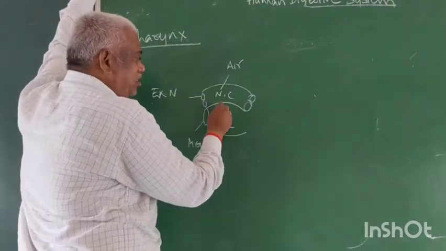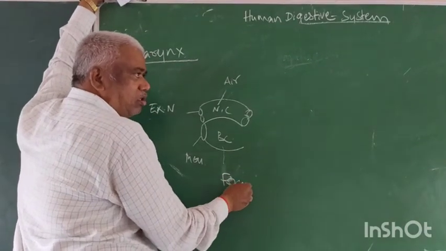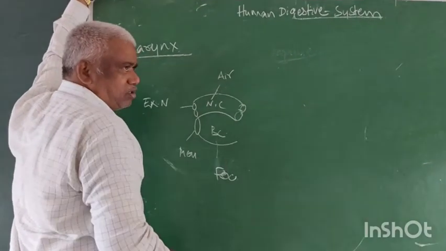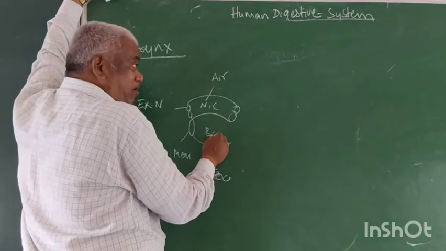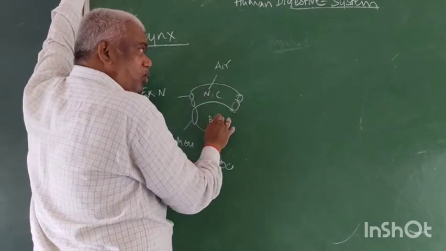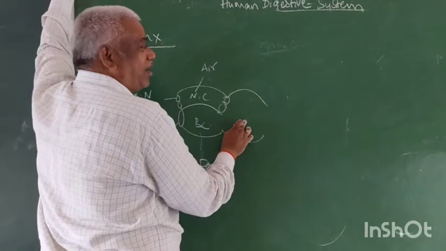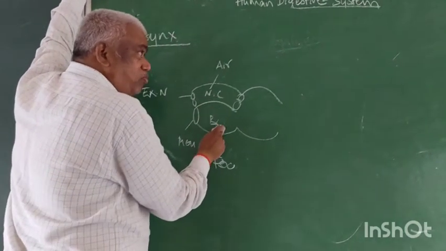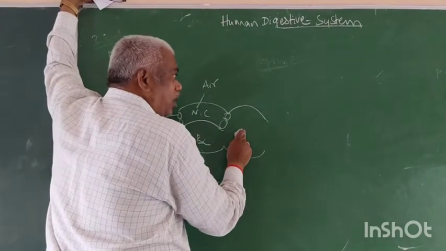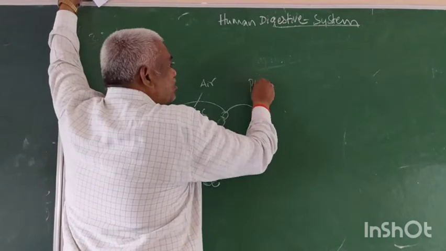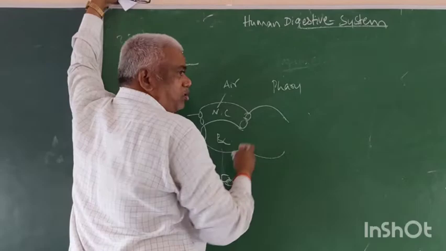The nasal cavity is for air passage. The buccal cavity is for food passage. Good. But both the nasal cavity and the buccal cavity combinedly open into a chamber. Both are open into a common chamber, that is the pharynx. That means it is a common passage for air and food.